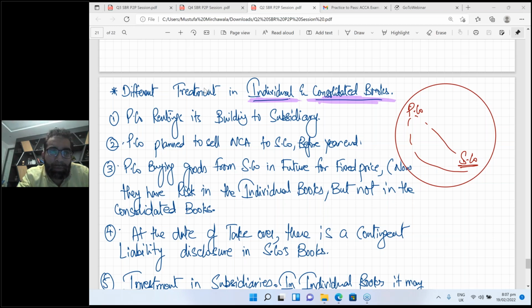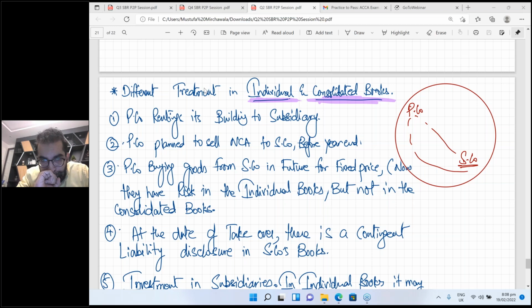Now the third example, one is also fair value adjustment. One thing I can say, at the time of held for sale sometimes we book impairment. So if the parent company has booked any impairment, this impairment needs to be reversed in the consolidated books. So these were the two examples.